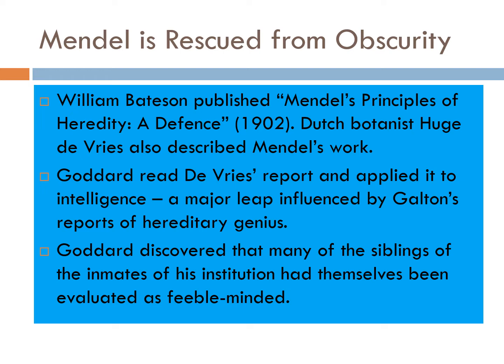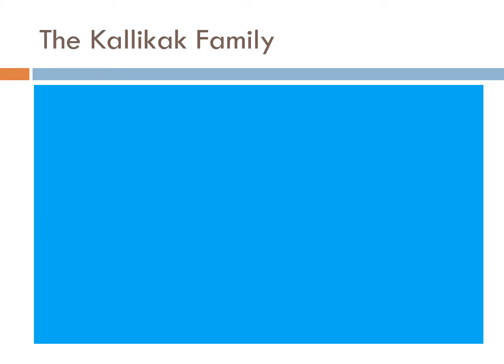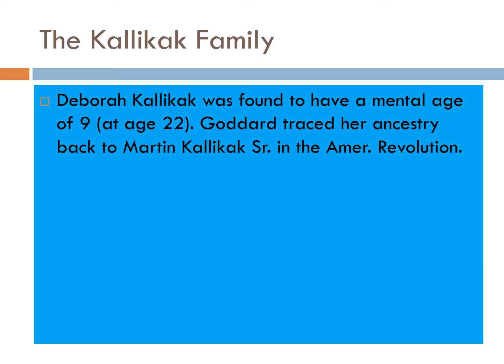So Goddard discovered that many of the siblings of the inmates of his institution had themselves been evaluated as feeble-minded as well. According to his scale, that really cemented his notion that intelligence was distinctly heritable. So Goddard took those influences from Mendel's work, as well as some of the early work with Binet and intelligence testing, and he used this Kallikak family as his case study.